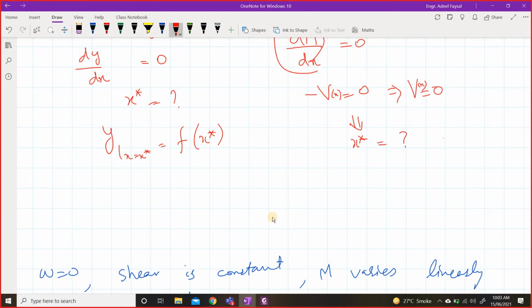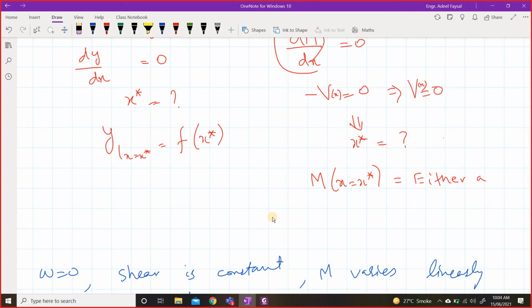This will be a certain value, whatever you get. And then if you find M at x equal to x static, this will be either a local maximum or a local minimum. This is how you can locate the maximum and minimum values.